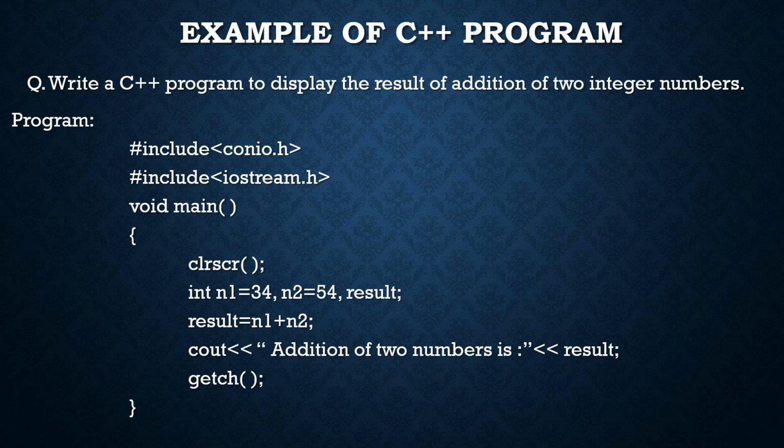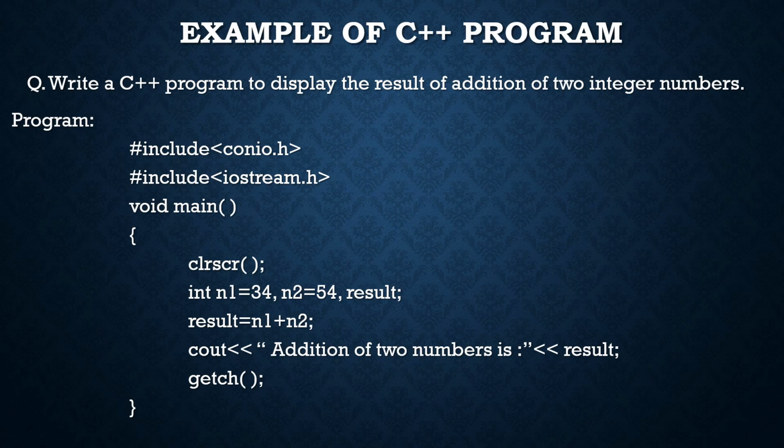So here I have written the program. First you start with step 1, #include <conio.h>, step 2, #include <iostream.h> header file, then void main, curly brace start, clrscr function to clear the screen, then int n1 = 34, n2 = 54, result; You should mind this line.